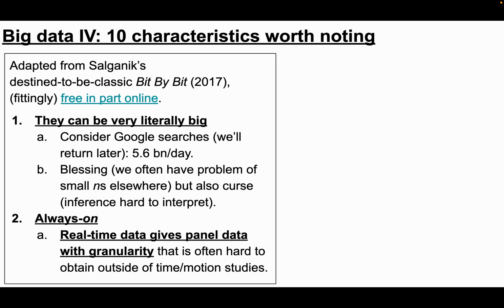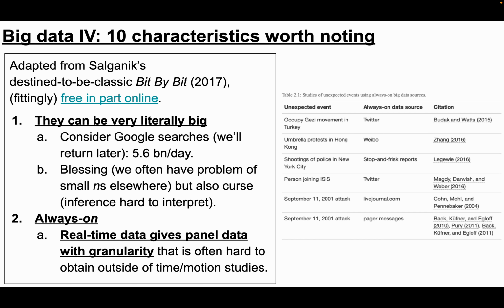Another characteristic is that these are always on. So real-time data gives panel data with granularity that's oftentimes hard to obtain outside of time and motion studies. So we have data on what people are doing at a very micro scale that's constantly being collected. And again, this is very different to survey research.